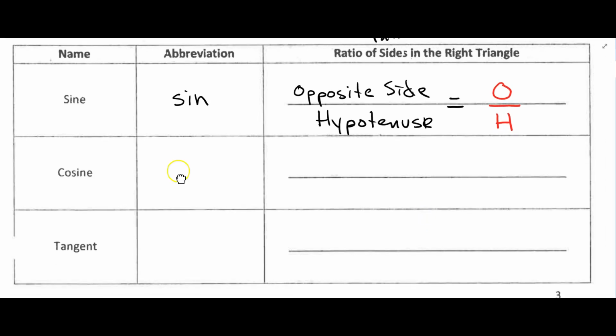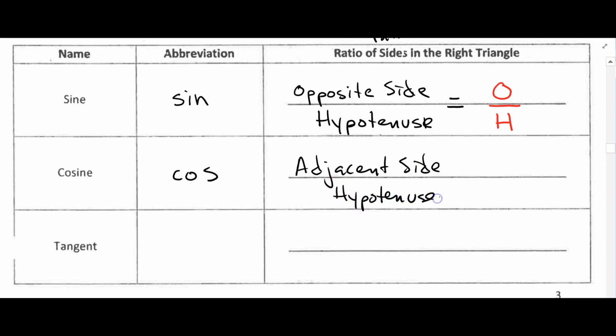Number 2, the cosine, which we abbreviate COS. We still say cosine when we see this, but we abbreviate it COS. Now the 2 sides of the triangle that form the cosine ratio are the adjacent side to the hypotenuse. So similar to sine, except instead of the opposite side in the numerator, we have the adjacent side. And again, normally we'll just abbreviate it A for adjacent over H for hypotenuse.